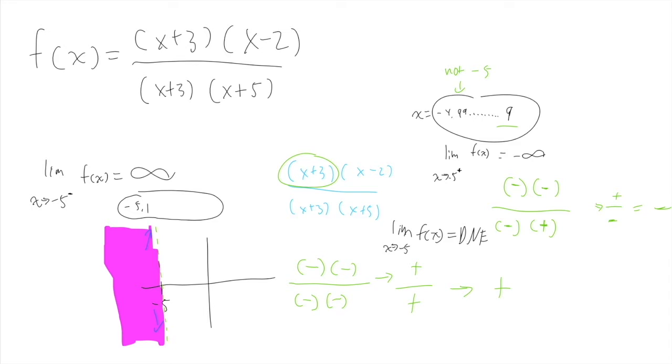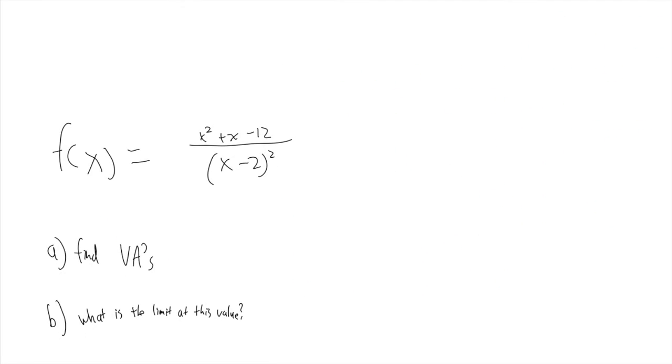So let's look at a new example, because if you watched a previous video, you already know the answers to these. Let's go over one more example. All right, so let's look at this example. F of x equals x squared plus x minus 12 over x minus 2 squared. The first thing we're going to do is find the vertical asymptotes, and then the question's asking us, what is the limit at this value?